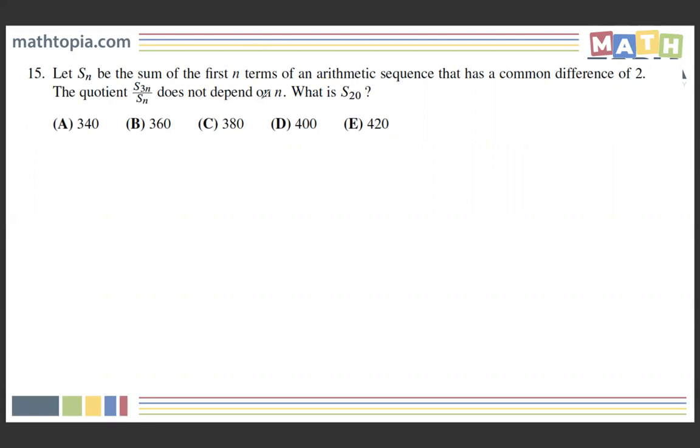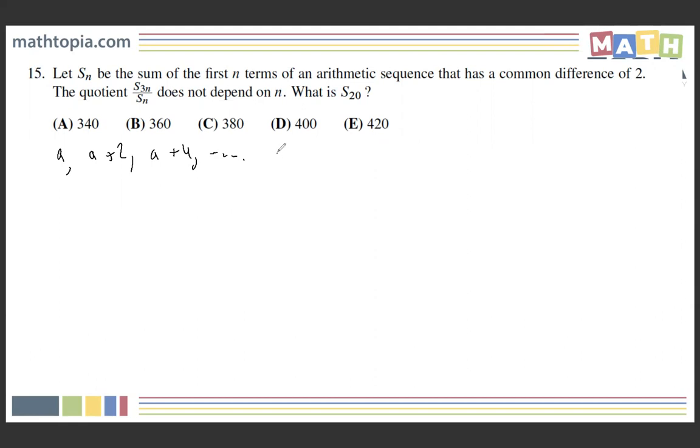Okay, so basically we have some terms of an arithmetic sequence. Let's call the first term A. Then it just goes A plus 2, A plus 4, and so on, right? And the quotient S3n over Sn should not depend on n.